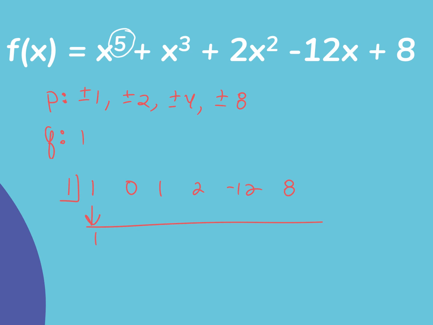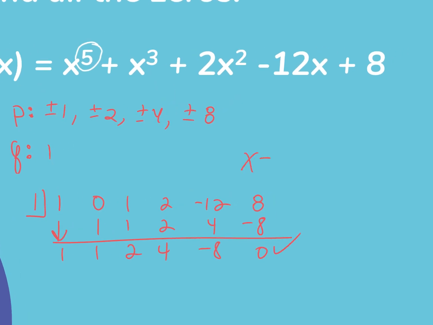Multiply to the corner, add down. 1 times 1 is 1. 2 times 1 is 2, plus 2 is 4. 4 times 1 is 4, negative 12 and 4 is negative 8. Negative 8 and positive 8 is 0. All right, what did you just prove to me? X equals 1 is a solution. Perfect.